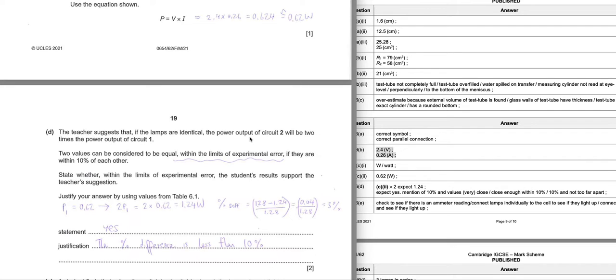To do this, we're going to have to calculate a percentage difference, and that's actually why this little space is here. It says justify your answers. You're expected to do a calculation. So what we'll do is double P1, because we're saying if we double the power output of circuit 1, it should be equal to the power output of circuit 2. We multiply and get 2 times 0.62, 1.24. We'll then calculate the percentage difference, and we'll get something about 3%. We're then going to answer the question. Yes, it is within the limits of experimental error, because the percentage difference is less than 10%.